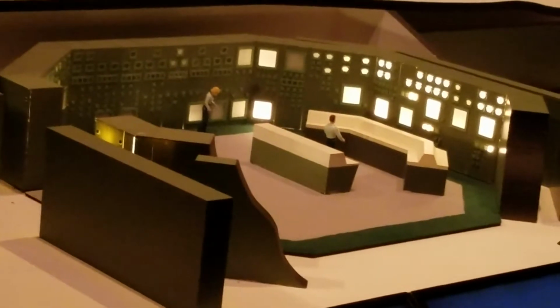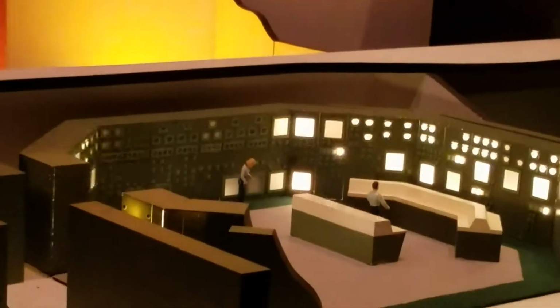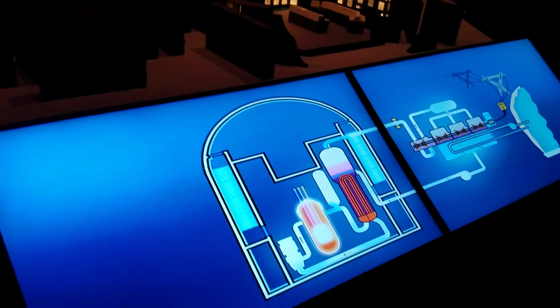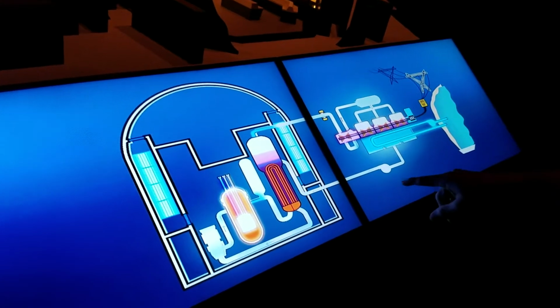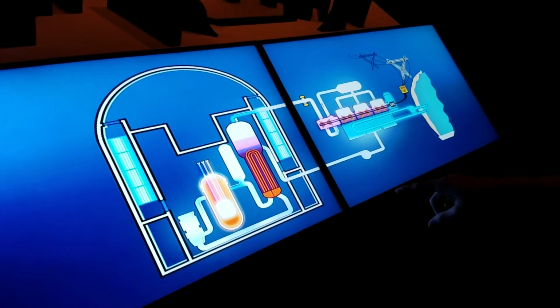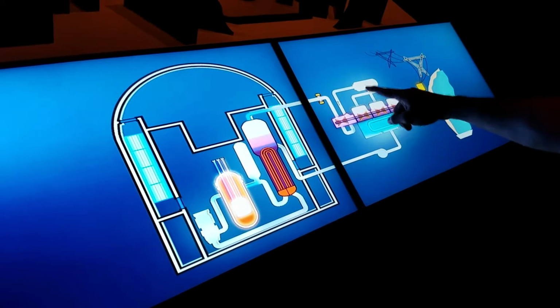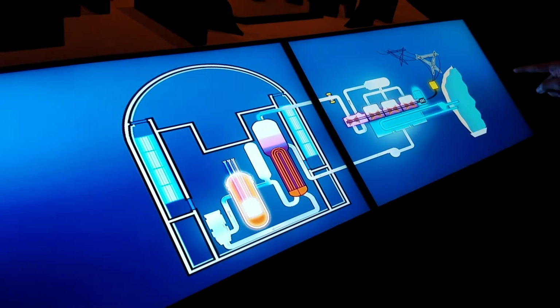The operator watches each section of the plant by means of control room instrumentation: reactor, steam generators, steam turbines, condensers, electric generator, and transformer. The operator monitors them all and can make changes as necessary for efficient operation.